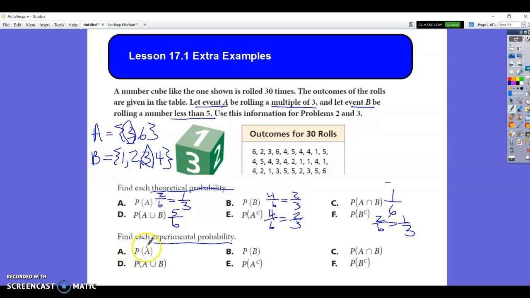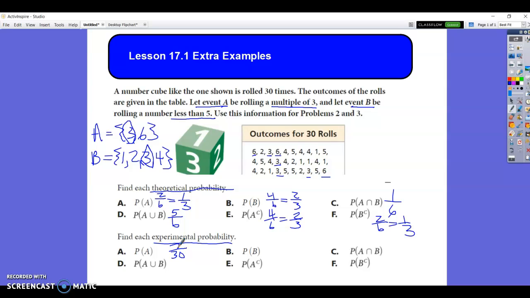So if we look for the probability of A, so what's the probability of getting a 3 or a 6? So 1, 2, 3, 4, 5, 6, 7. So that would be 7 out of 30 is what actually happened. Okay, 7 out of 30.